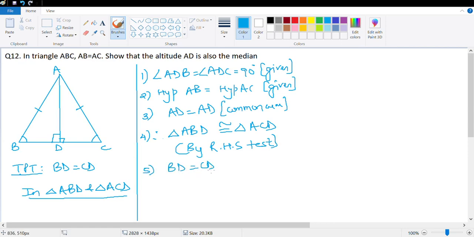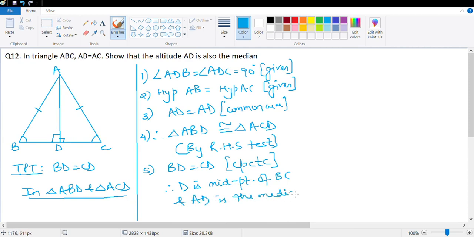A reason for this, CPCTC. Therefore, D is midpoint of BC and AD is the median. Perfect. That's exactly what they wanted us to prove, and we've been able to do it.